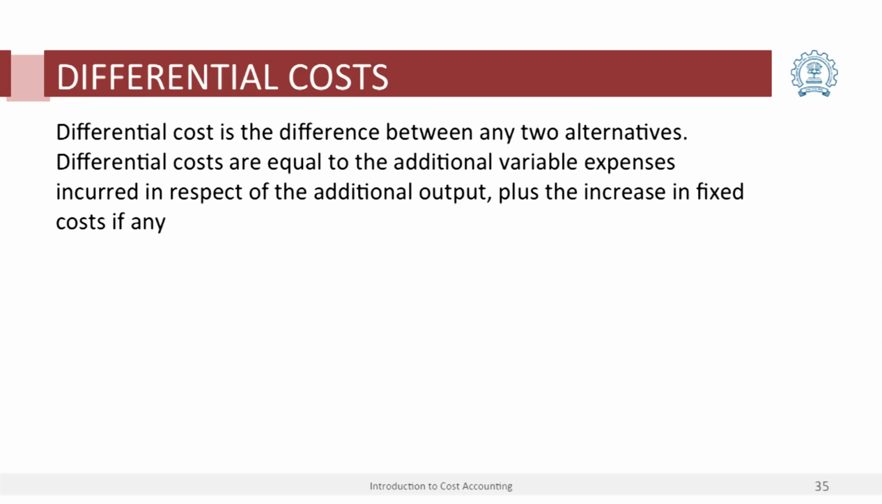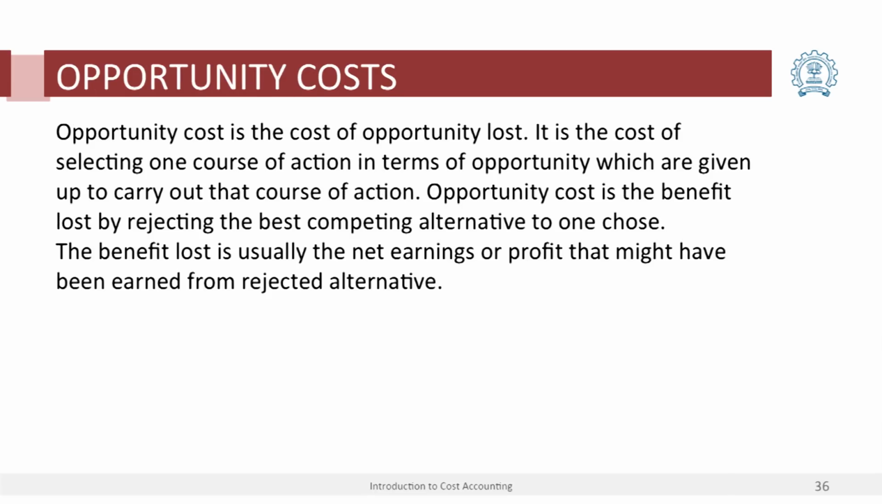Now there is one more type of cost which is known as differential cost. Again it compares the two alternatives and looks at the difference in the cost. There is one more cost which is known as opportunity cost. When you go for a particular alternative, you lose the other alternative. So a benefit from that alternative is lost, and that is how it is known as opportunity cost. I will give you an example.